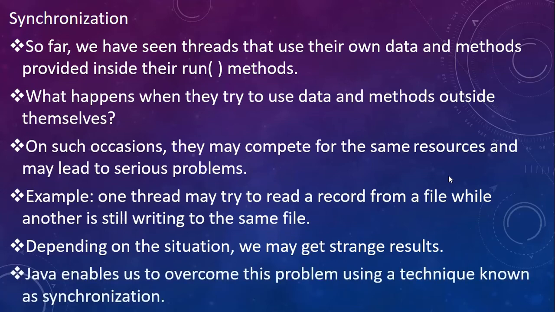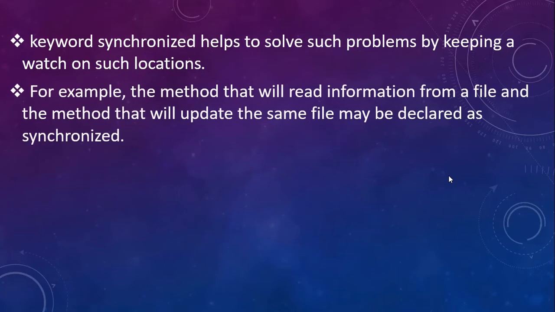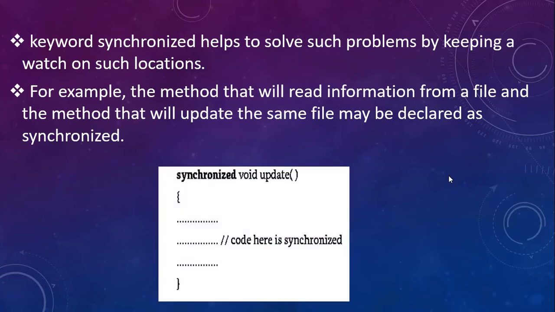Java enables us to overcome this problem using a technique known as synchronization. The keyword synchronized helps us solve such problems by keeping watch on such locations. For example, the method that reads information from a file and the method that updates the same file may be declared as synchronized. Synchronized is a keyword. For example, suppose update is a function that all the threads might try to use, then you just declare that method with the keyword synchronized. So this code will be synchronized.